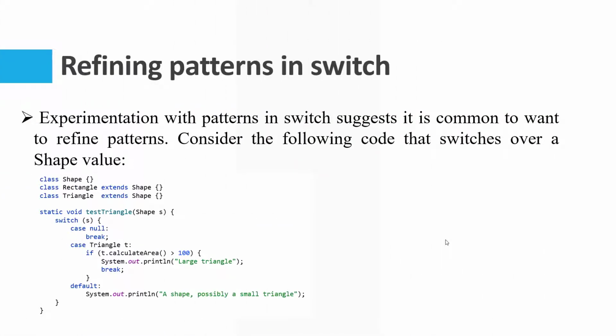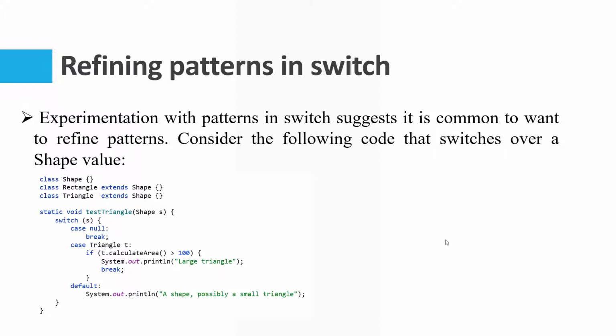However, we cannot express this directly with a single pattern. We first have to write a case label that matches all triangles and then place the test of the area of the triangle rather uncomfortably with the corresponding statement group. Then we have to use fall through to get the correct behavior when the triangle has an area less than 100.